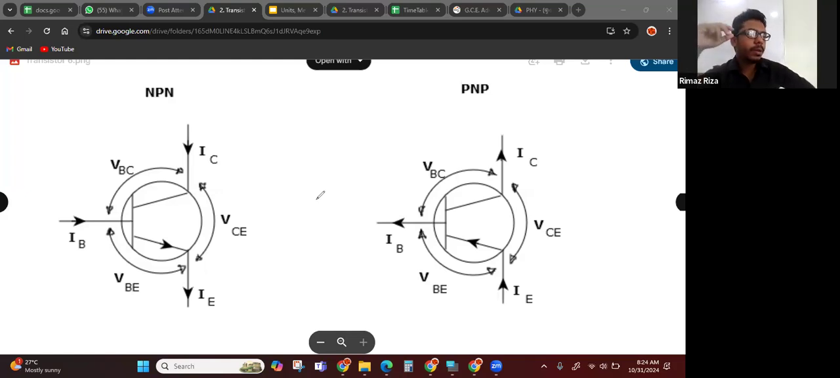So remember, in a PNP transistor, the current flows from P to N. You have to consider the BE junction and the arrow. The arrow will indicate directly the direction of the current. So here P N, P N, P, and this is N, P, N. Again, current is flowing from P to N. Here P to N.